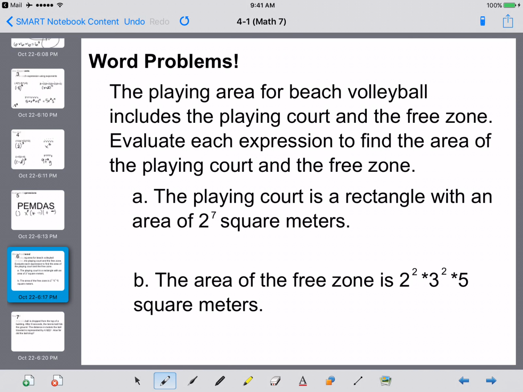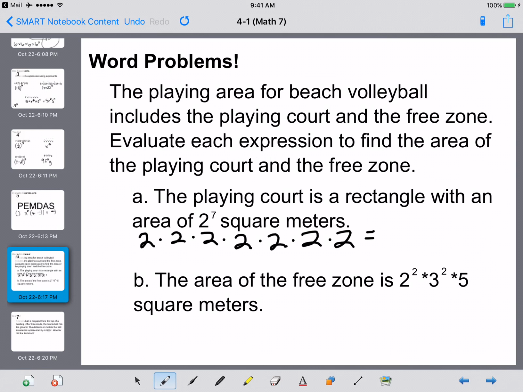So we've got some word problems here. It says the playing area for beach volleyball includes the playing court and the free zone. Evaluate each expression to find the area of the playing court and the free zone. So it says here the playing court is a rectangle with an area of 2 to the 7th power square meters. So that would be 2 times 2 times 3, 4, 5, 6, 7.